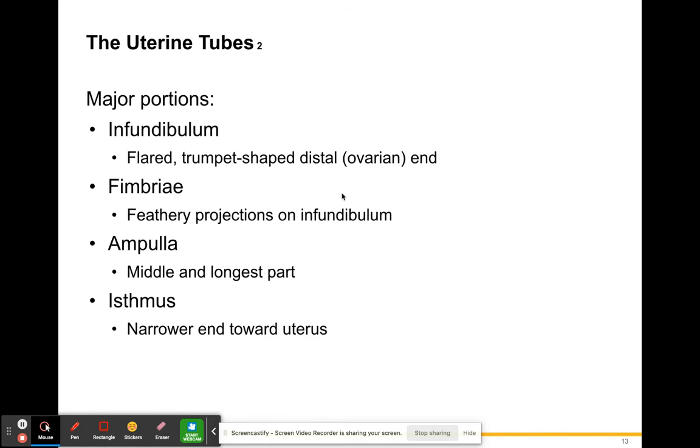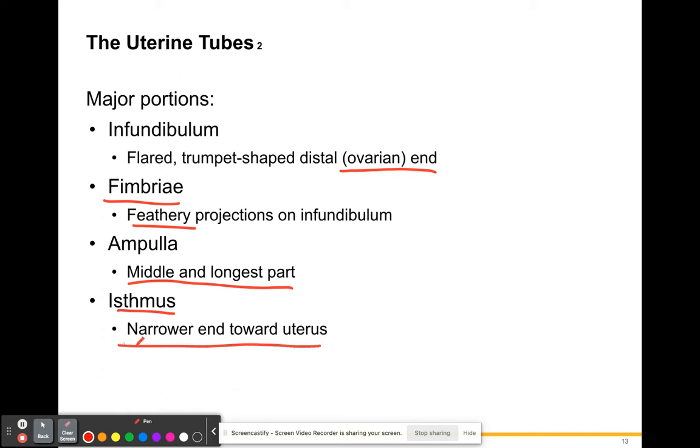Okay, so the uterine tubes or the fallopian tubes have some major portions to them. There's the infundibulum, which is the flared trumpet-shaped distal end, or the ovarian end. That's the one closest to the ovary. We have the fimbriae, which are the feathery projections of that infundibulum. Then we have the ampulla, which is the middle or the longest part, and then the isthmus. Isthmus is the narrower end that is closer to the uterus.